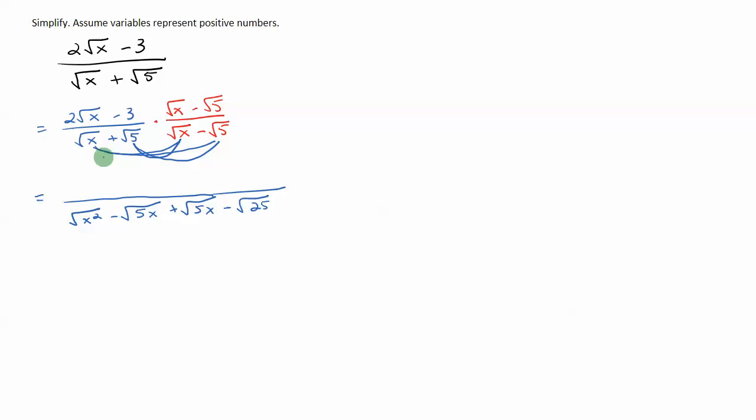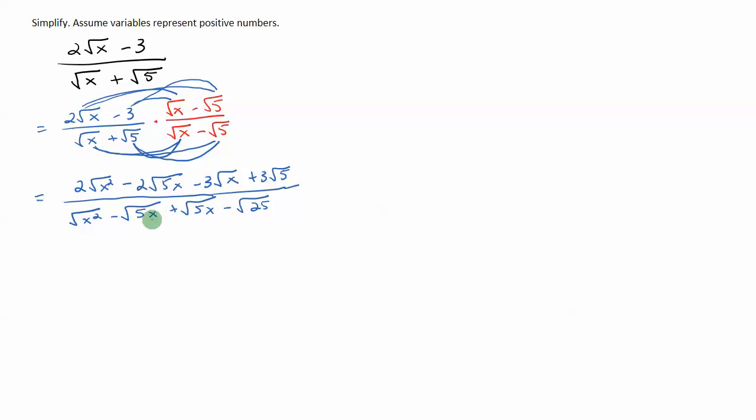Now on top I do the same thing. There will not be any cancellation necessarily because these are not conjugates. So I'll distribute my 2 square root of x to give me 2 square root of x squared, negative 2 square root 5x, negative 3 square root x, positive 3 square root 5.